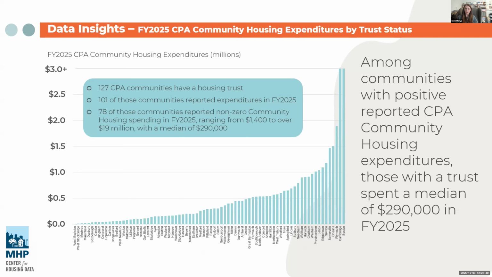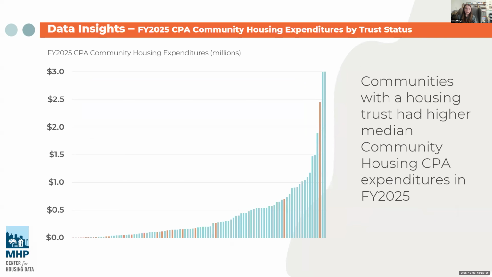That's cut off on our chart or else we wouldn't be able to see anything. But Cambridge and Boston spend orders of magnitude more than other communities, so they're way up there. But there is much more of a range of spending here, with a median of $290,000 among these communities. So we can look at how these two stack up against each other.